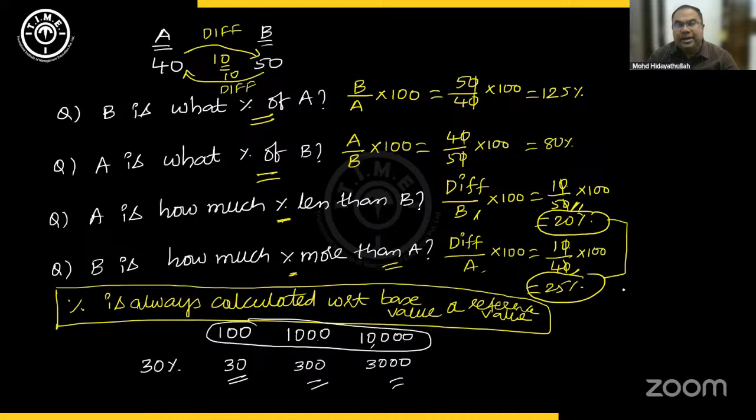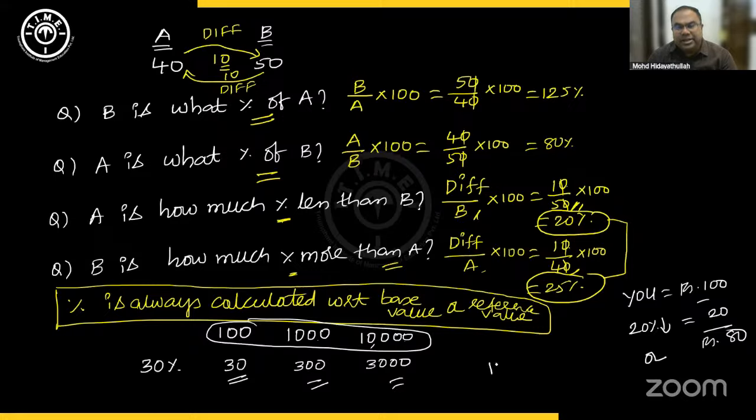Now, let me take one example. I'm asking you how much money you have. You tell me, sir, I have 100 rupees. Then you ask me, sir, how much money do you have? Instead of directly giving you the answer, I tell you I have 20% lesser than what you have. 20% means 20 rupees. Less means minus. What's the money with me? 80 rupees.